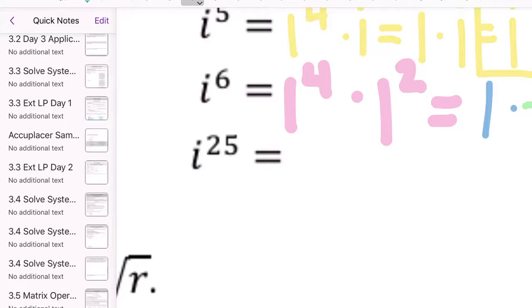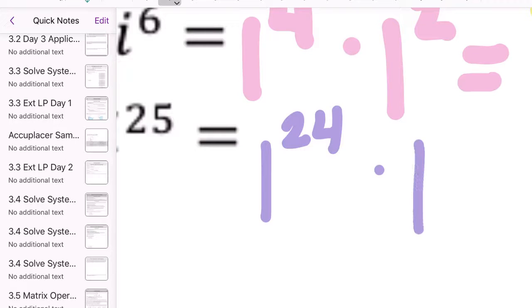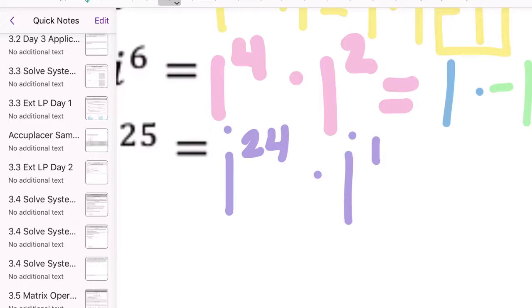So any 4, 14, 24, 34 works, as long as it's a multiple of 4, not just ending with a 4. So 4, 8, 12, 16, 20, 24, 28, 32. Because i to the power of any multiple of 4 is just 1.